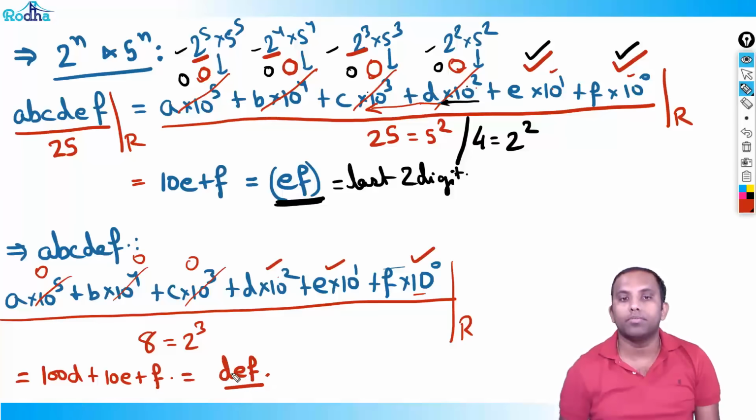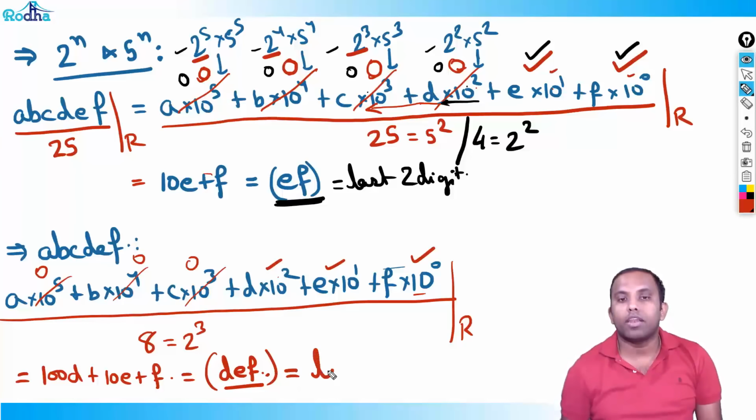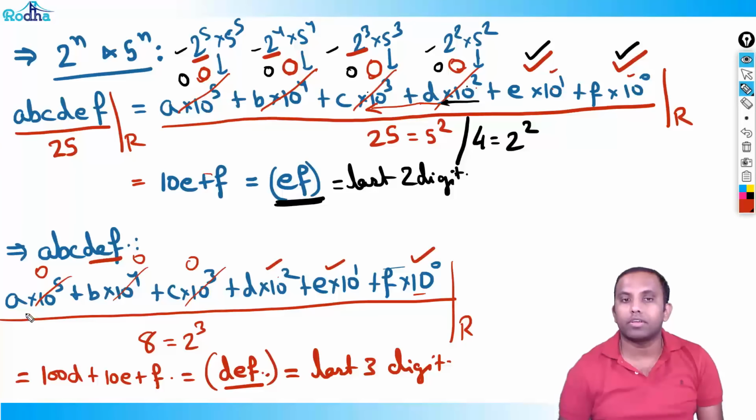That is a 3-digit number. DEF is a 3-digit number. On breaking it, we write 100D plus 10E plus F. Okay. So what is this? We are left with the last 3 digits. I'm left with a number. Last 3 digit, right? So A, B, C, D, E, F, we are left with the last 3 digits.